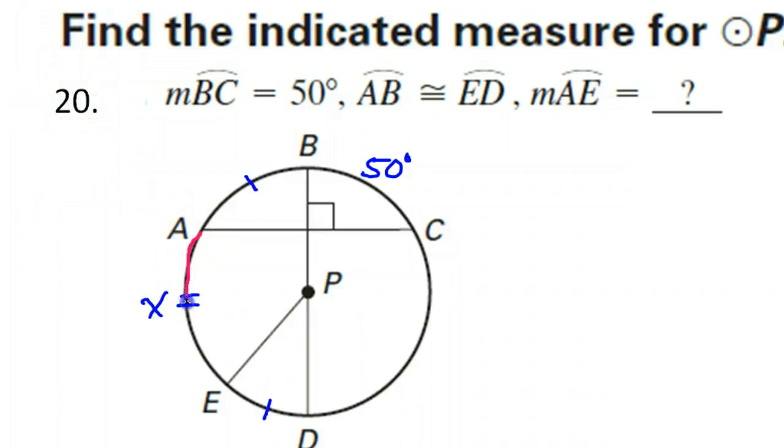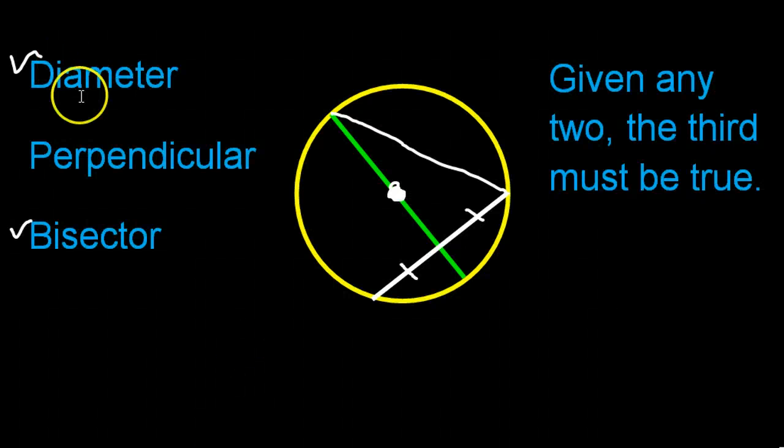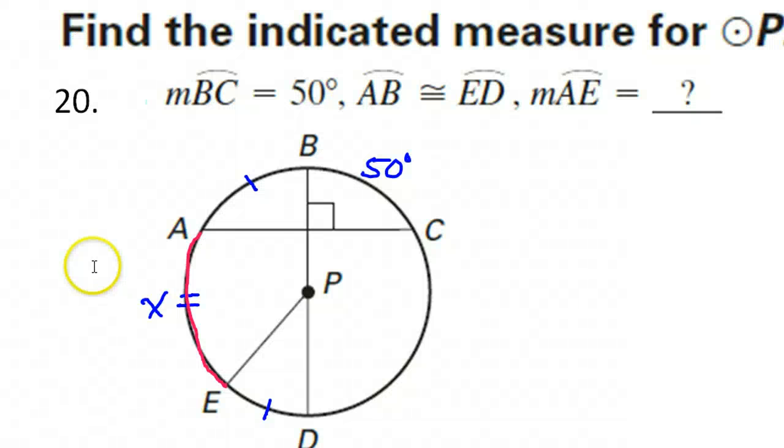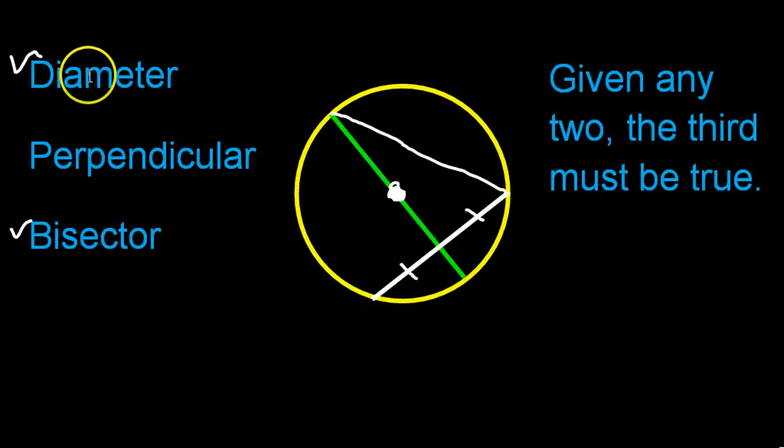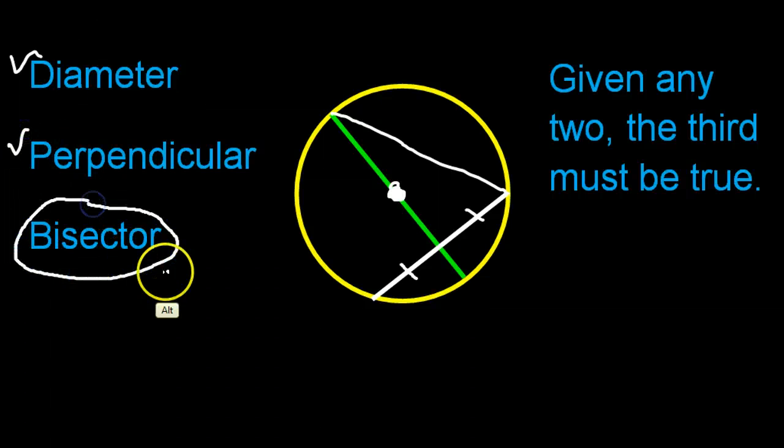Okay, so the measure of arc AE is our target. Now remember the three words: diameter, perpendicular, and bisector. If we're given any two, then the third must be true. Well, see this dot in the middle? We're given that this is a diameter. See this right angle? So we're given that it's perpendicular. If we're given a diameter that is perpendicular, what can we conclude? It must be the bisector.